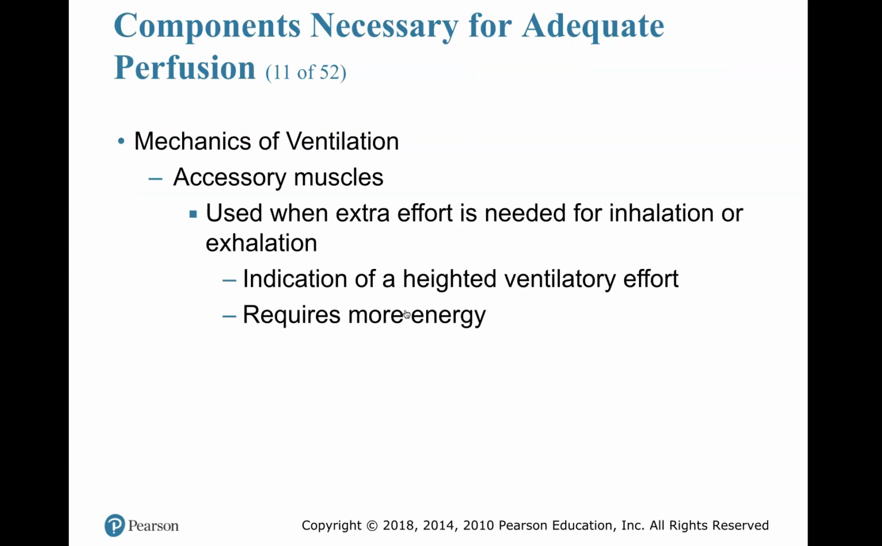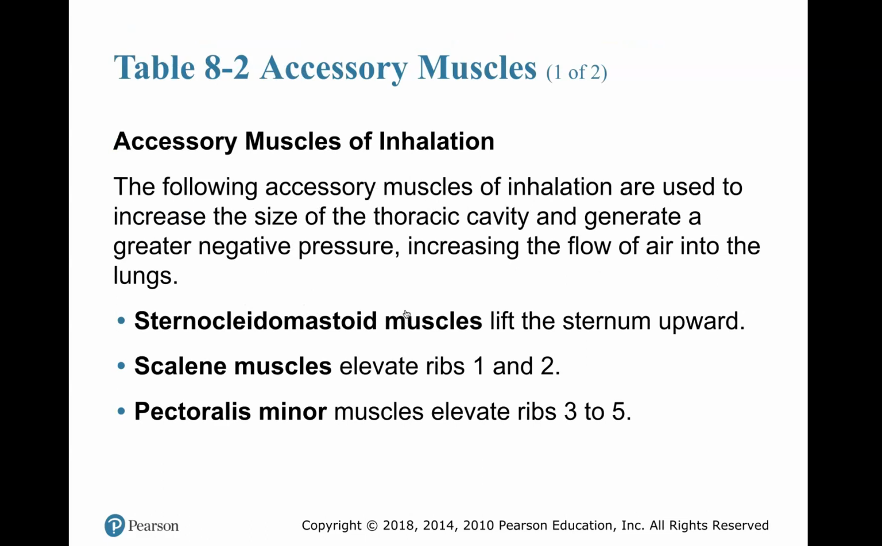All right, accessory muscles. They're used when extra effort is needed for inhalation or exhalation. Indication of a heightened ventilatory effort, which then requires more energy. Accessory muscles of inhalation. The following accessory muscles of inhalation are used to increase the size of the thoracic cavity and generate a greater negative pressure, increasing the flow of air into the lungs.